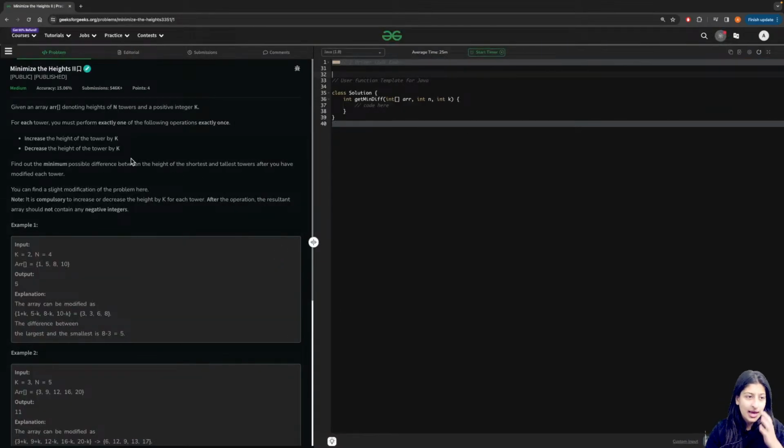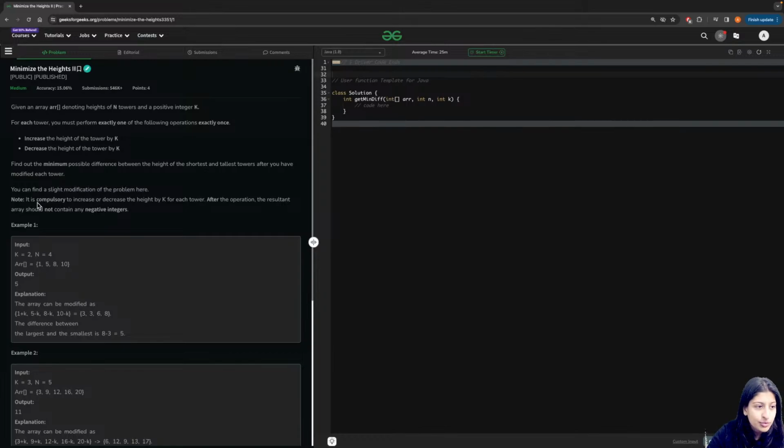So you are given an array denoting heights of n towers, and a positive integer k. What you have to do is, you are given an array in which you are given certain operation which you can perform on every element of the array. What is it? You must perform exactly one of the following operations exactly once for each tower. That is, either you can increase the height of any tower by k, or you can decrease its height by k. You have to perform only one of the two operations on each tower.